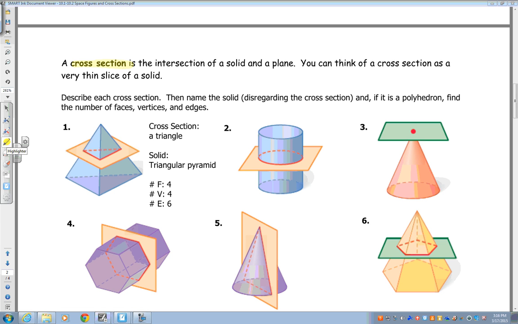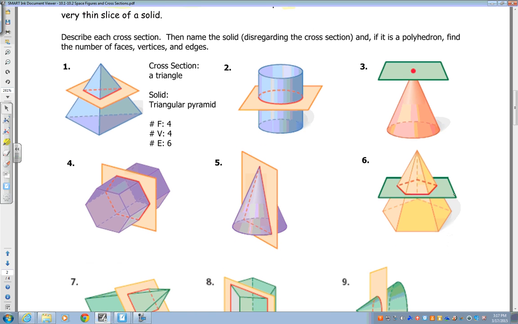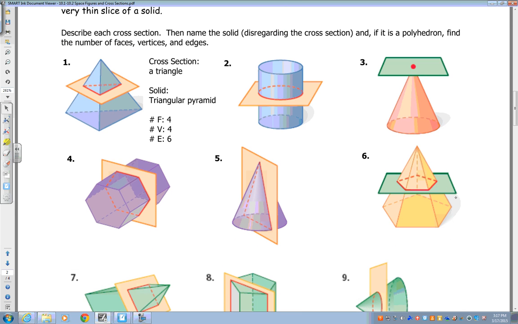All right, we're going to look at cross-sections. Basically, it's just the intersection of a solid and a plane. You can think of it like a very thin slice. If you were going to cut the three-dimensional shape, what shape would you see at that slice? Now they did the first one, and you're going to do a couple together. You're going to name the cross section, name the actual 3D shape, and then determine if it has faces, vertices, and edges, and how many.